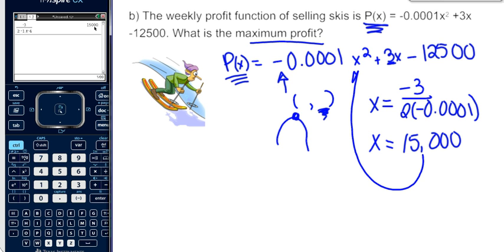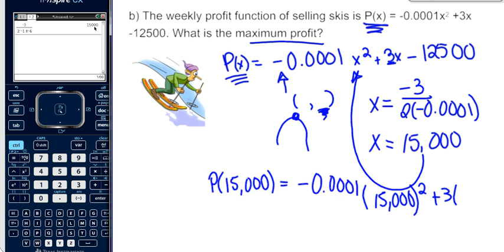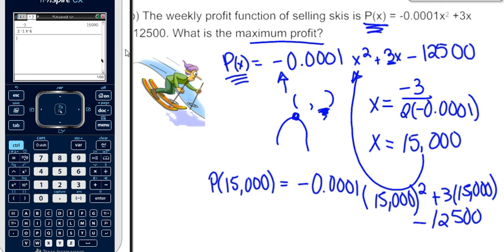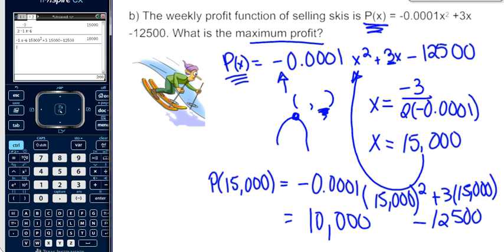So we can plug x back into our original function. So we can find p of 15,000. We'll do negative 0.0001 times 15,000 squared plus 3 times 15,000 minus 12,500. And we can calculate that. And that gives us 10,000. So the maximum profit, it doesn't give us the currency, but is 10,000 according to this profit function.